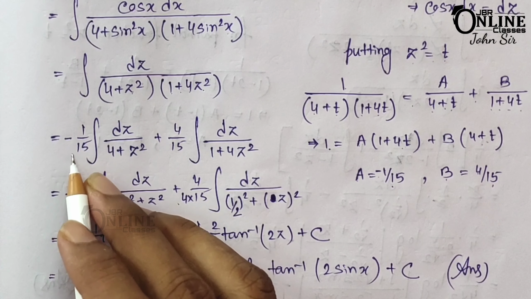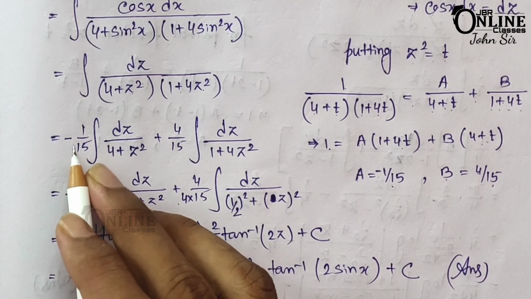Okay, so now write down here minus 1 by 15 dz by the first one plus 4 by 15 dz by the second one. So here minus 1 by 15 integration dz by, here 4 means 2 square, so 2 square plus z square. And here 4. Now if you take common 4 from this one, this one will be 1 by 4 plus z square. And then 1 by 4 multiplied with 4 by 15. 1 by 4 means 1 by 2 whole square, and here z square. So for this one you can apply the tan inverse formula.